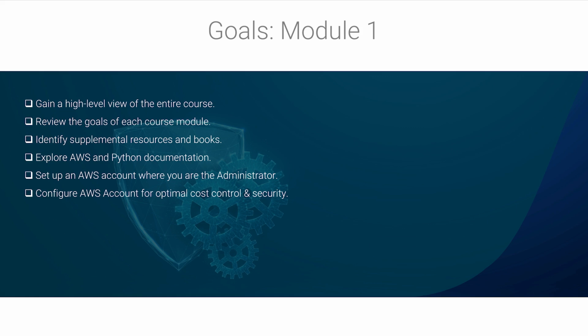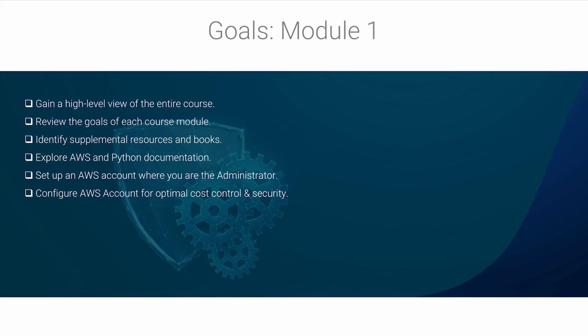We're going to explore the documentation that's provided by AWS as well as python.org, which is the sponsoring organization for the Python language. We're going to help you set up an AWS account where you are the administrator. That's a very important feature to have, especially if you're going to write automation scripts, because they will often be accessing areas that normal AWS users do not have access to. So you will need to have those elevated permissions to get all of that set up.